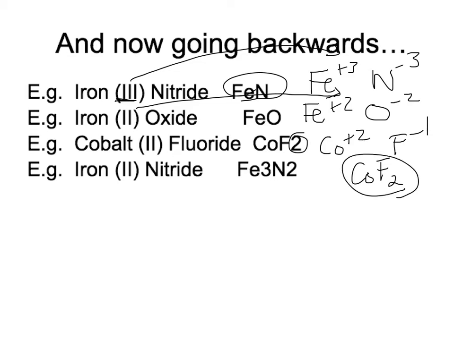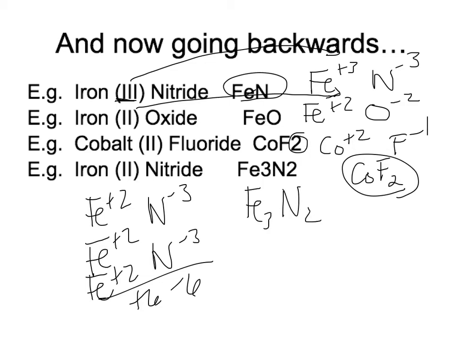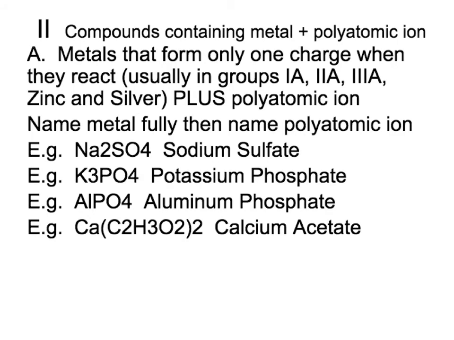That's the compound. And here, Fe +2 and -3, I know I'm going to need to have 3 of those irons and 2 nitrogens to get a +6 and a -6. So Fe3N2.